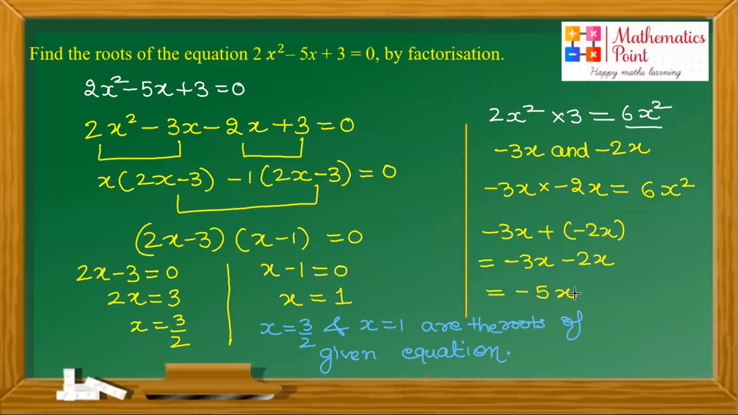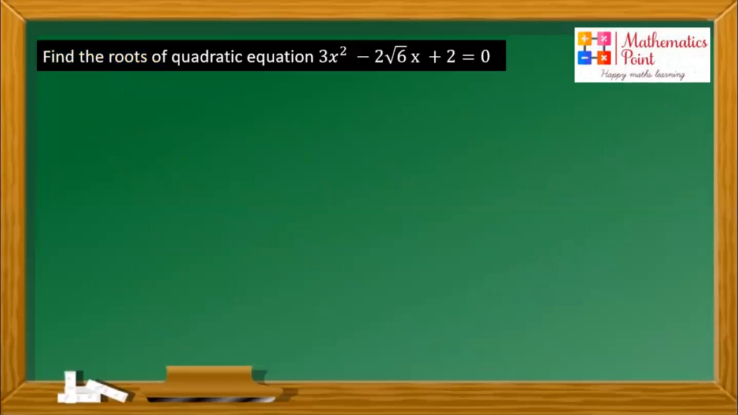Let us understand it with another example. Find the roots of quadratic equation 3x square minus 2 root 6x plus 2 equal to 0. Now, the given equation is 3x square minus 2 root 6x plus 2 equal to 0.